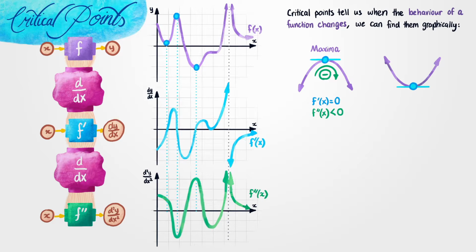And this is the exact behavior we see on the graph. Notice that this point is a maximum, its first derivative is 0, and its second derivative is actually a negative number, just as we'd expect.